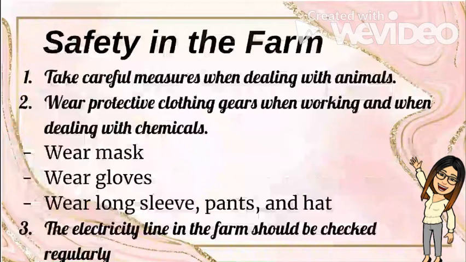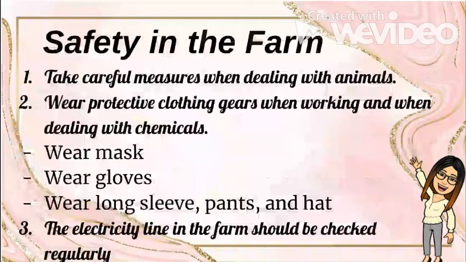Next, wear gloves. Gloves are very important, class, to avoid respiratory illnesses or poisoning. Maybe you can touch something poisonous when you go to the farm, so you need to wear gloves. Another one is you need to wear long sleeves, pants, and a hat to protect the skin from possible sunburn. These are the necessary things that you need to wear whenever you work in the farm and deal with the chemicals that you will use in the farm.